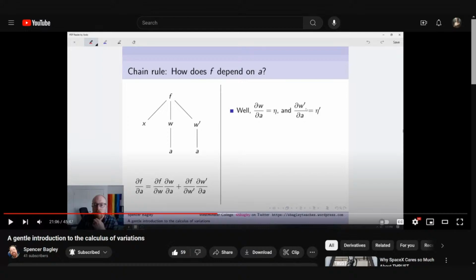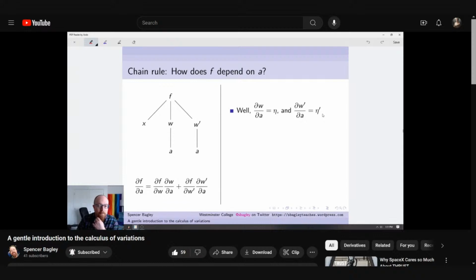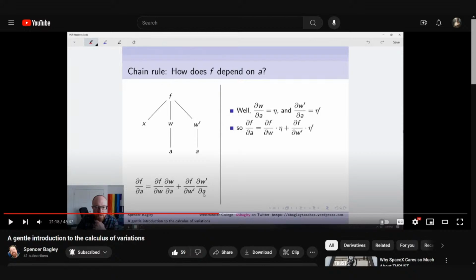So now we can plug these back in. So we get the partial of f with respect to a is equal to the partial of f over partial w times eta, since partial w partial a is eta, plus partial f partial w prime times eta prime, since partial w prime over partial a is eta prime. Here, and here's what we get.